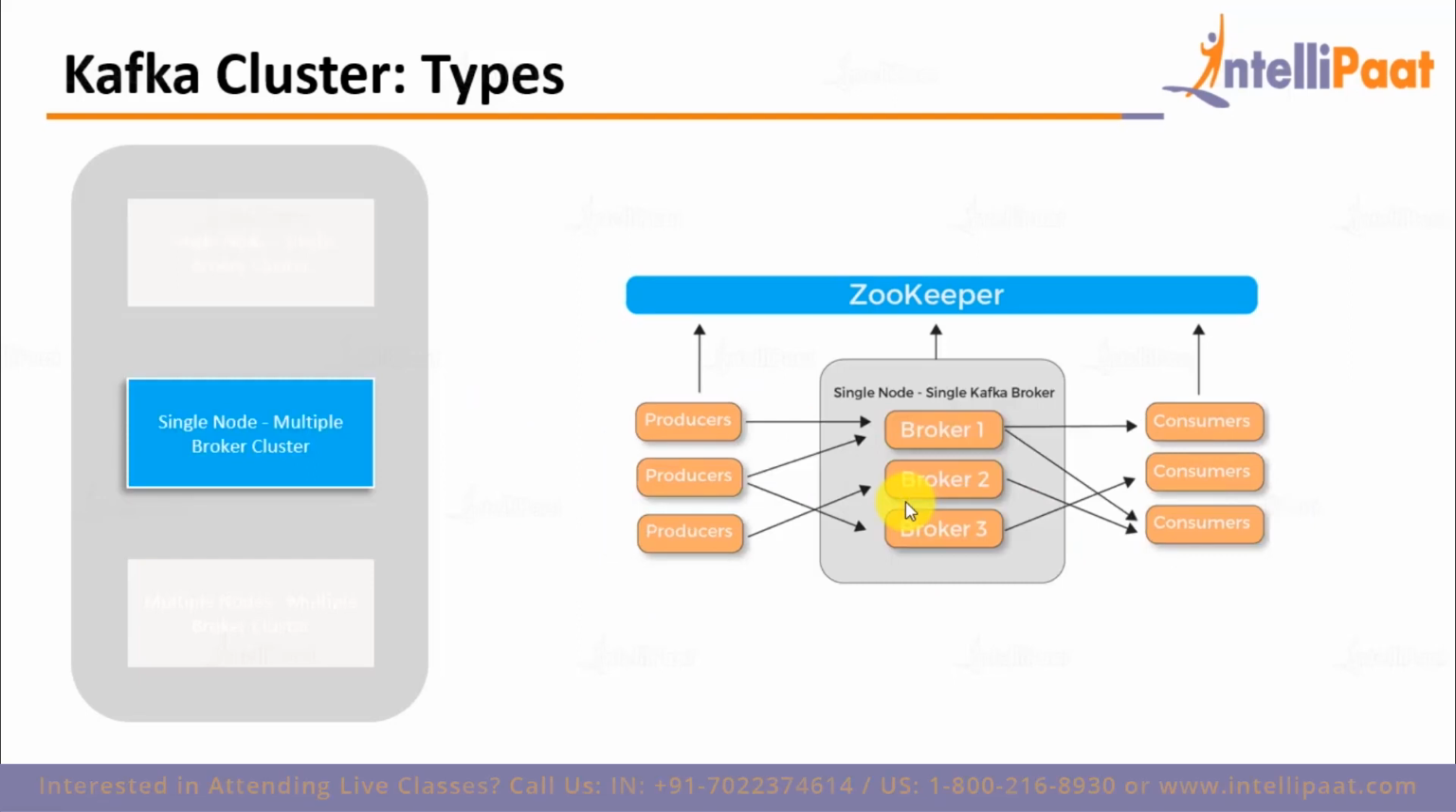So next we have a single node multiple broker cluster. Now this means that inside a single system, since a single node basically means a single system, we have multiple brokers. As we see over here, we have a single system, and inside this single system, we've got three brokers: broker 1, broker 2 and broker 3. So these producers send all of their messages to this cluster over here, right? So this is a multi-broker cluster, and these consumers consume the messages from this multi-broker system.